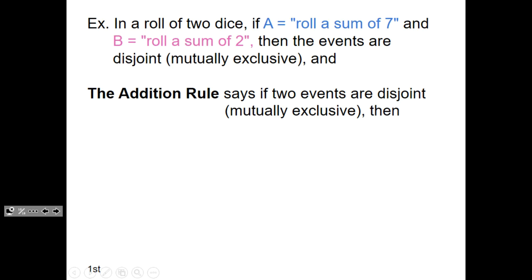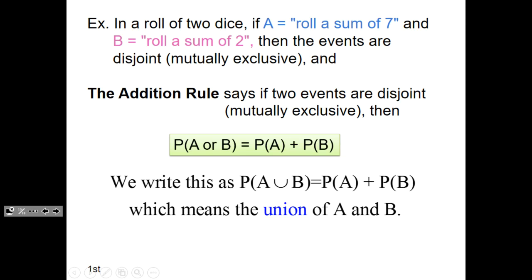Now the addition rule, that's one of our big rules. This is an important one. If 2 events are disjoint, if they're mutually exclusive, then the probability of A or B happening is equal to the probability of A plus the probability of B. We can also write it as the probability of A union B, which is the probability of A plus the probability of B. It just means the union.